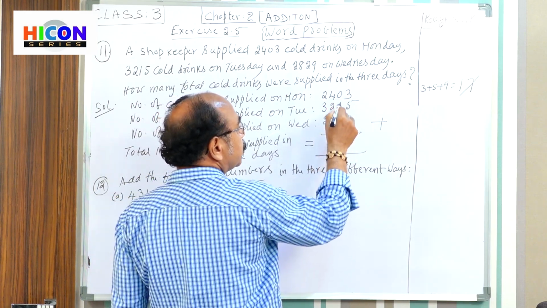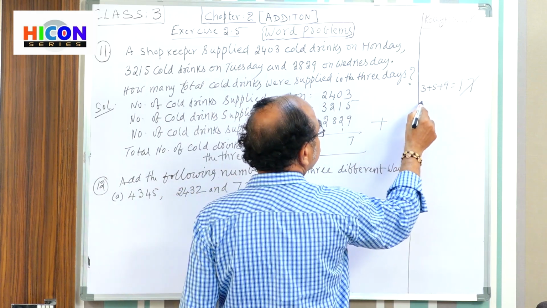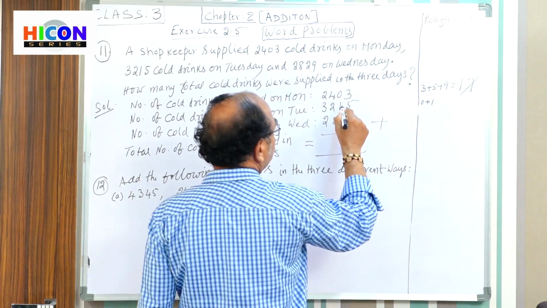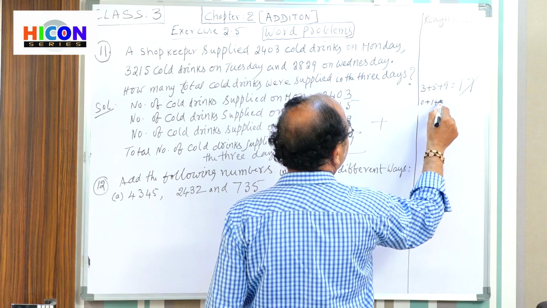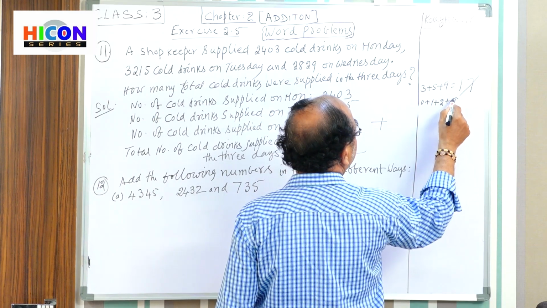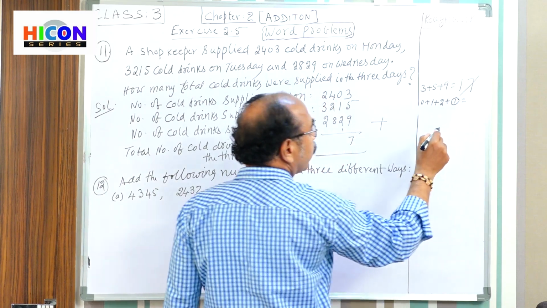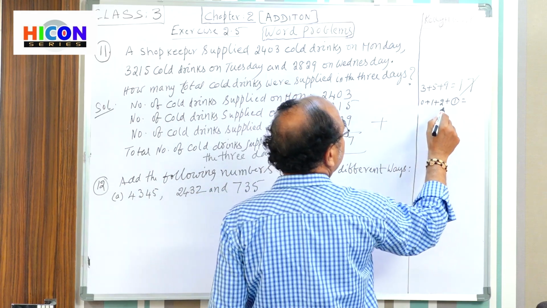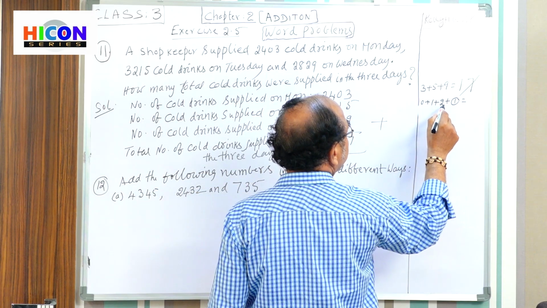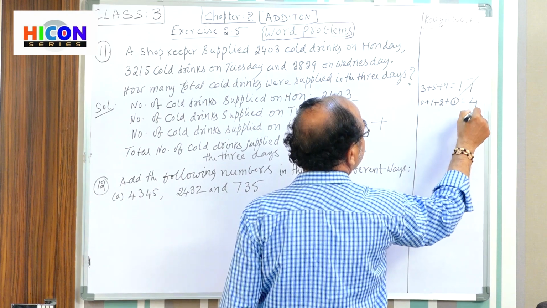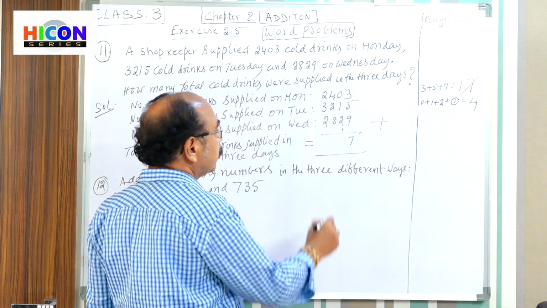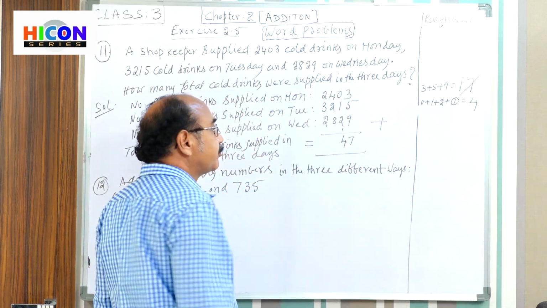Now, add the digits in the tens place. 0 plus 2 plus 1, the carried number. Add: 1 plus 2, 3, 3 plus 1, 4. 4 we got. So write 4 here.